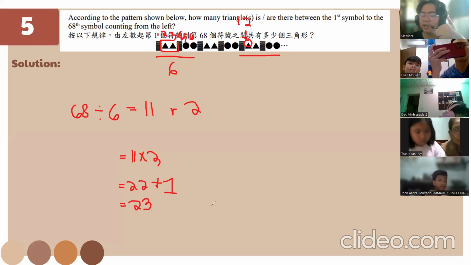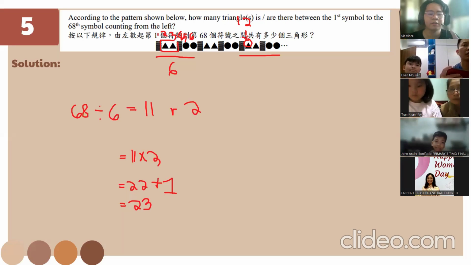Are we good? Yes. Can you please tell the answer of question number 26? How many triangles?